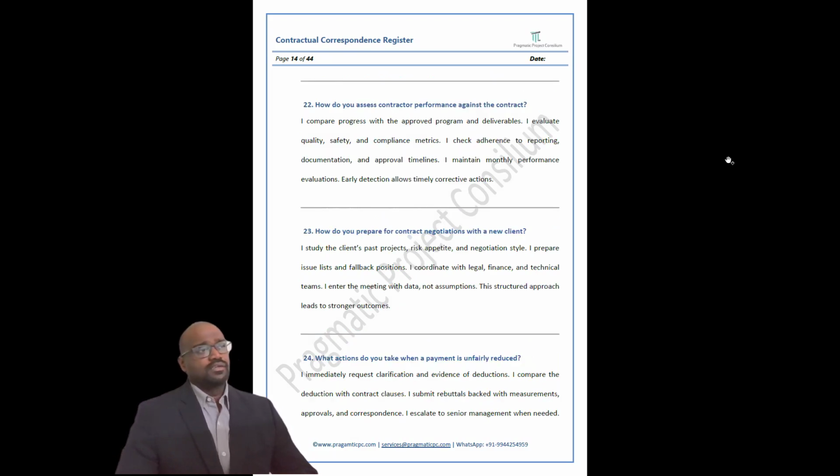How do you assess the contractor's performance against the contract? First, compare the progress with the approved program. Many contract professionals think that following the baseline or tracking the schedule is a project control job. No, it is not. You have to have a flavor of all the departments, and you should have first-hand information on what is happening everywhere.